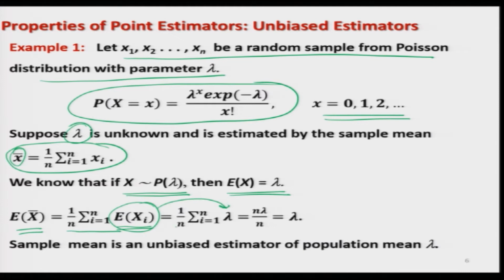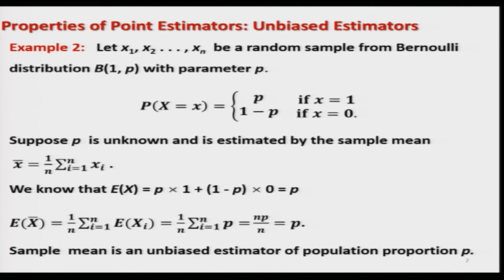So, if you solve this quantity, this will come out to be n lambda upon n, which is lambda. So, you can see that the expected value of x bar is coming out to be the same as the value of the population parameter lambda. So, I can say that the sample mean is an unbiased estimator of the population mean. This is how we establish whether an estimator is an unbiased estimator of the population parameter or not. Now, let me take one more example.